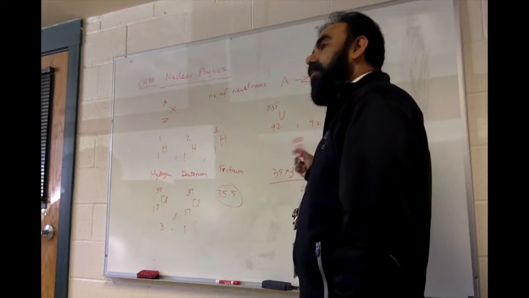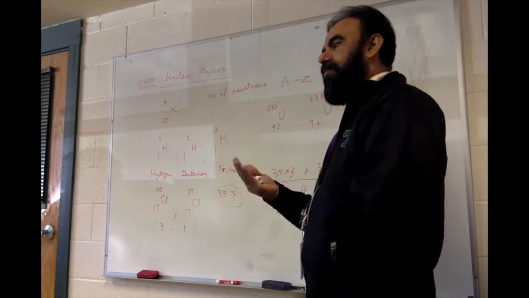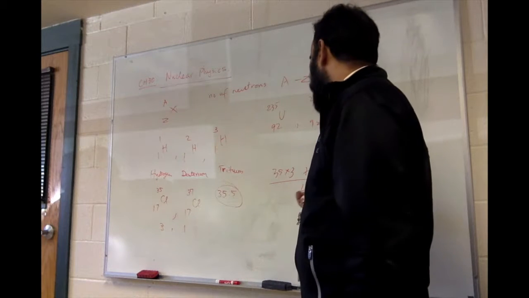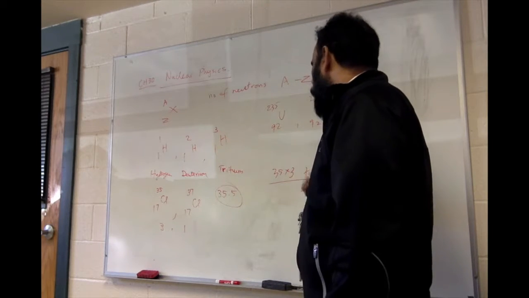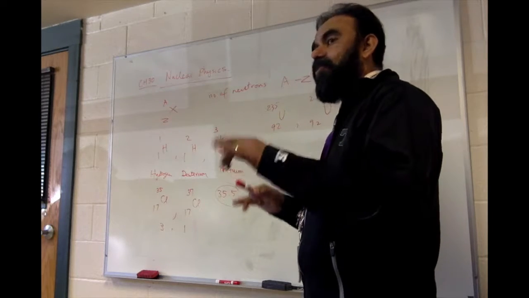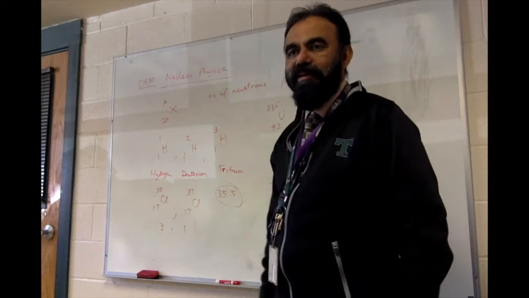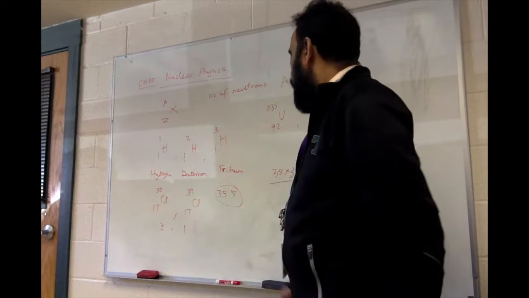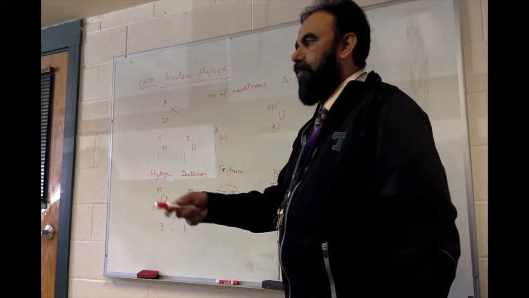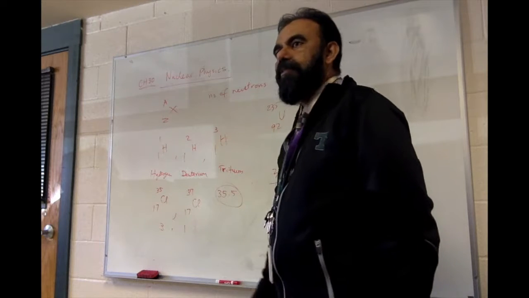So it all depends on the relative existence of how abundant they are. Now this 3:1 is an approximate ratio, it's not exact. That's why I said 35.5 is very commonly considered to be a rounded number for this. In reality it is 35.45 something. Okay.